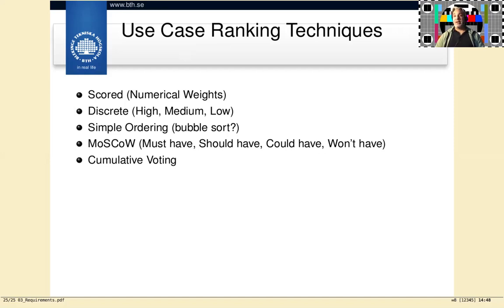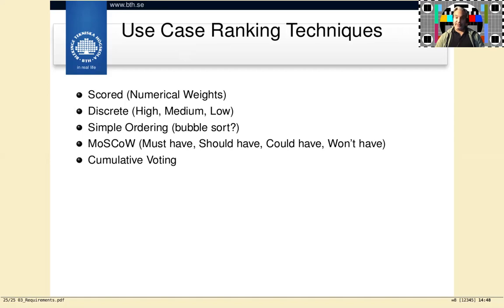You can narrow this down, because if you have numbers like that from 1 to 10, well, what does it mean that you gave that one a 5 and this one a 10? Is the 10 twice as important? And what's the difference between a 5 and a 7? Well, it's 2 points, but what do these 2 points mean? And so on. So in order to avoid that, you can use a discrete scale, saying high, medium, and low instead.